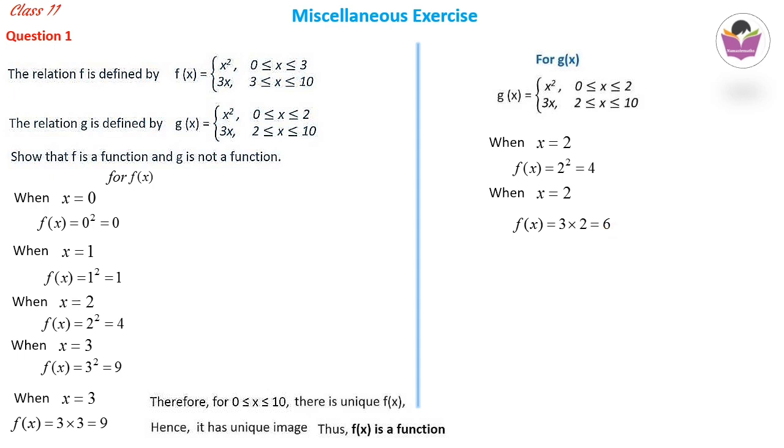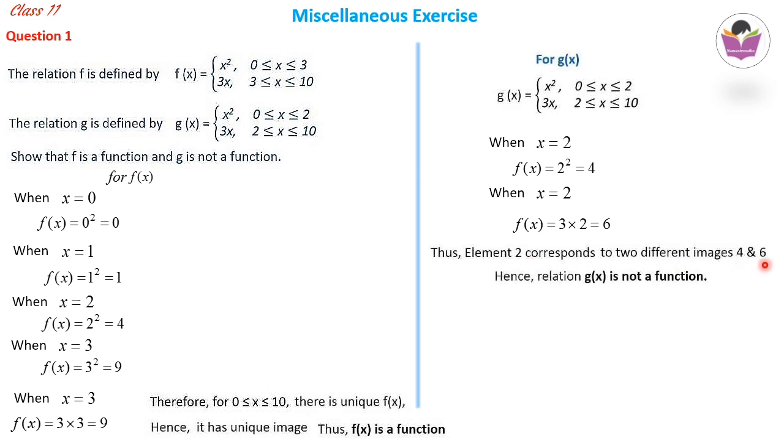You can see here for one input we are getting two different outputs. See, 2 is having relation with 4. The same 2 is having relation with 6 as well. So we can say the element 2 corresponds to two different images, 4 and 6. Therefore g of x is not a function. So hence we have proved f is a function and g is not a function.